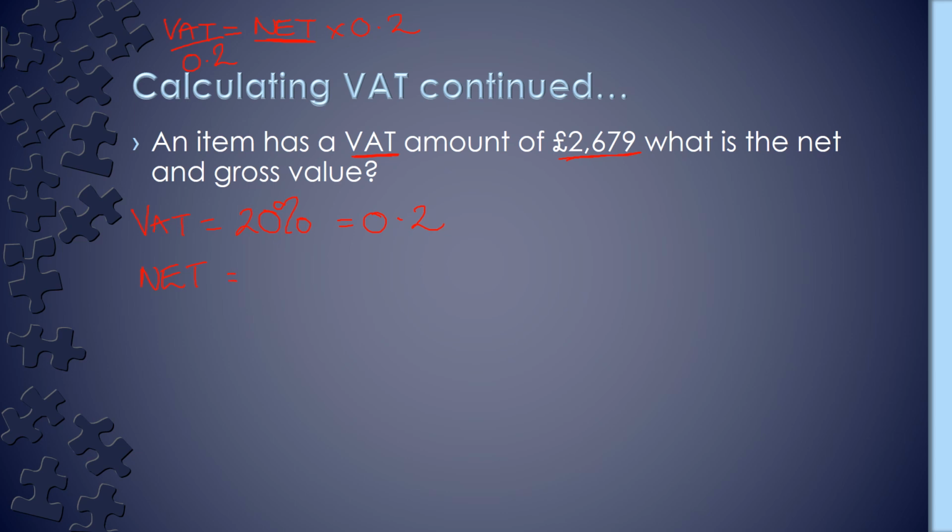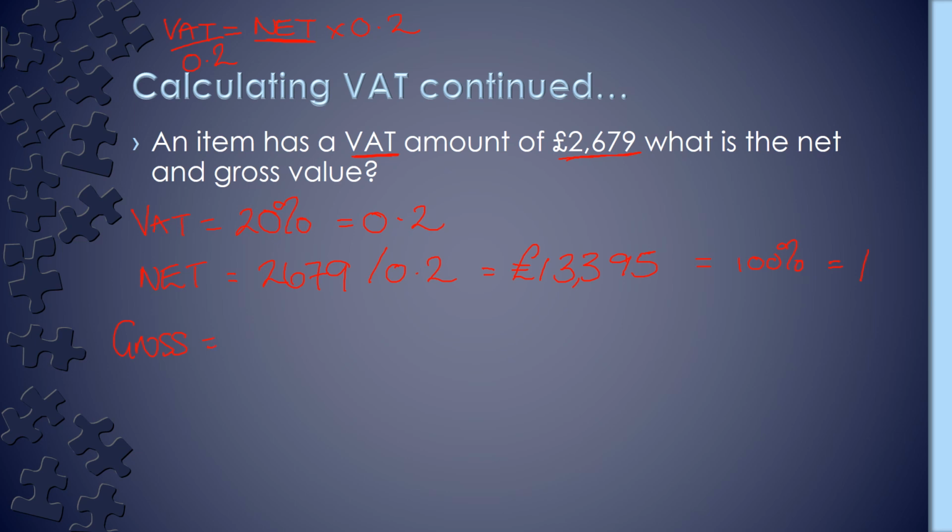Okay, so 2679 divided by 0.2. Now, will this give us a funny answer? Nope. So 13,395. Okay, that's our net amount. So if it's our net amount, we know that it's 100%, therefore it's got to be 1 in decimal.